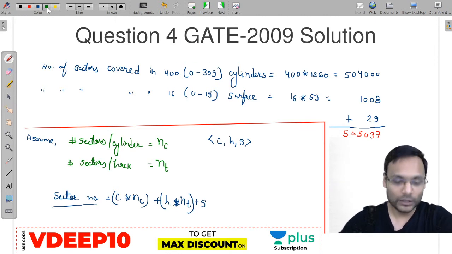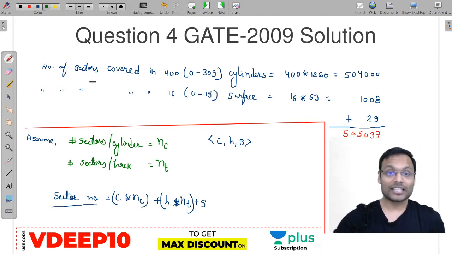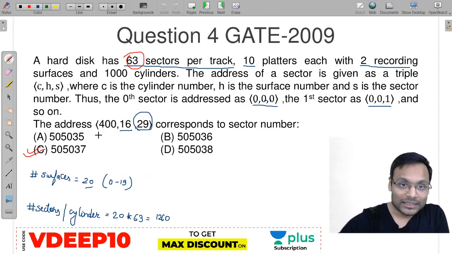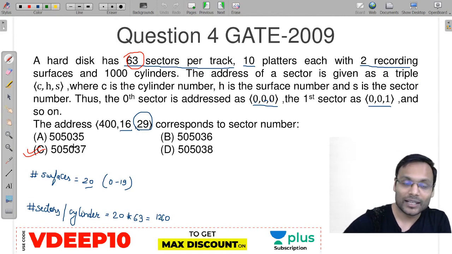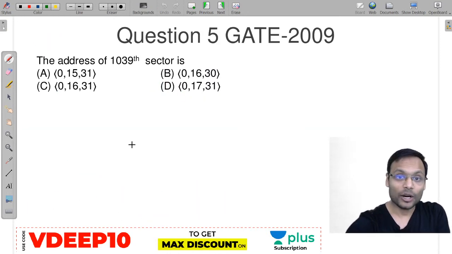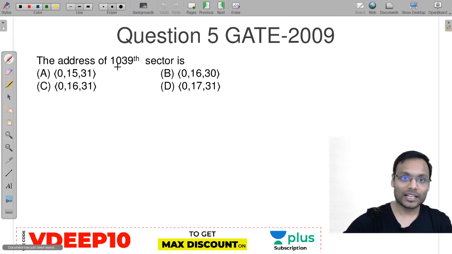Now let's go further and try to understand the reverse one. Reverse one means this time the address was given and you had calculated the sector number. If the sector number is given, how will you calculate the address for it? You will say, sir, we will just reverse it. Okay, another question: 1039th sector will have what address?